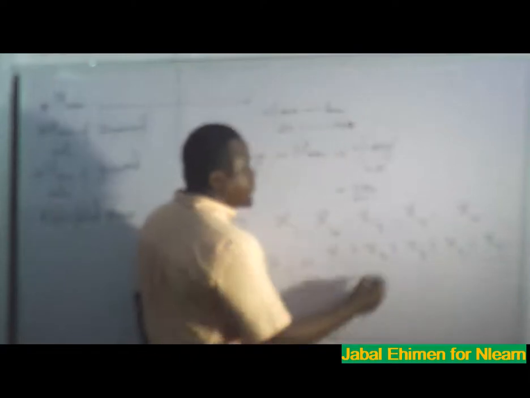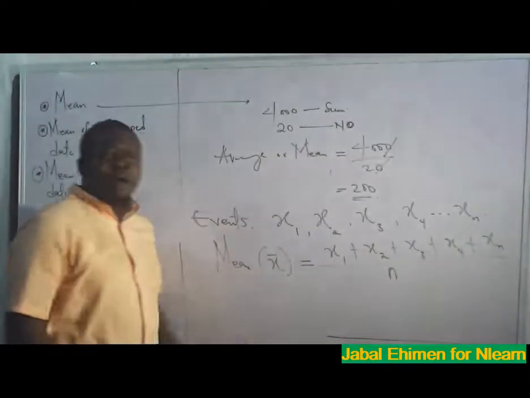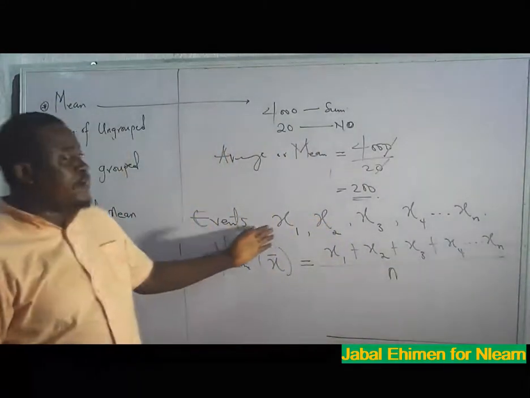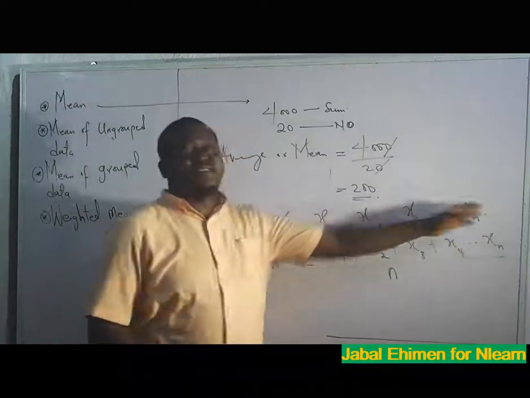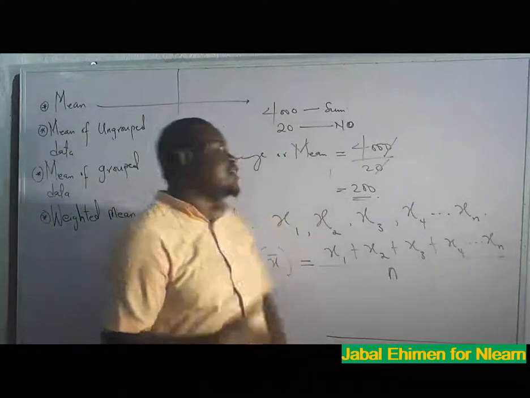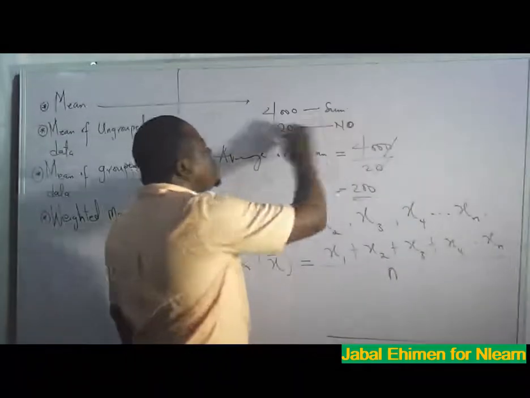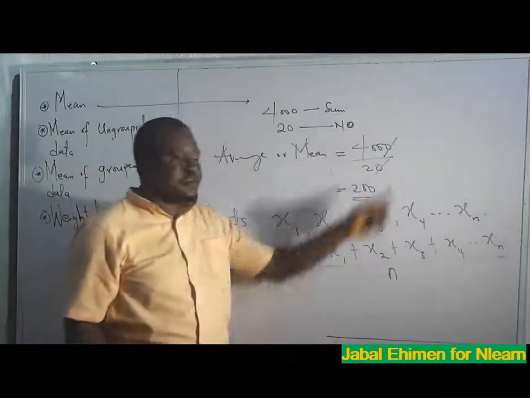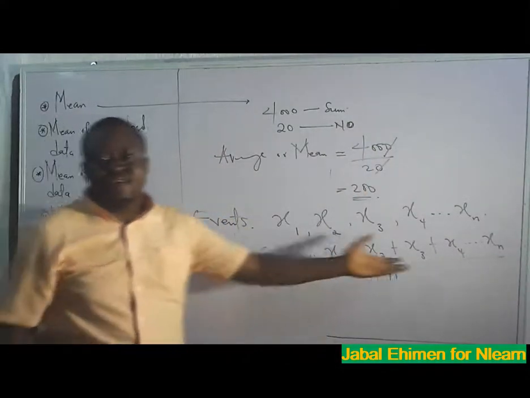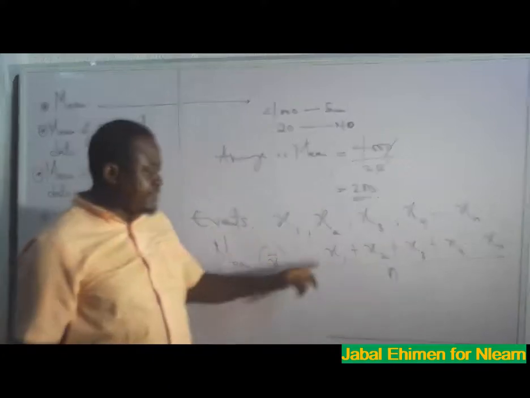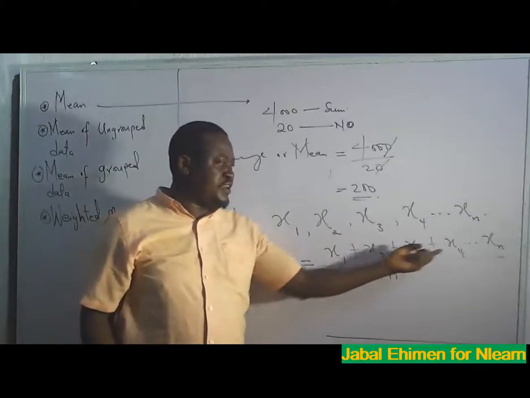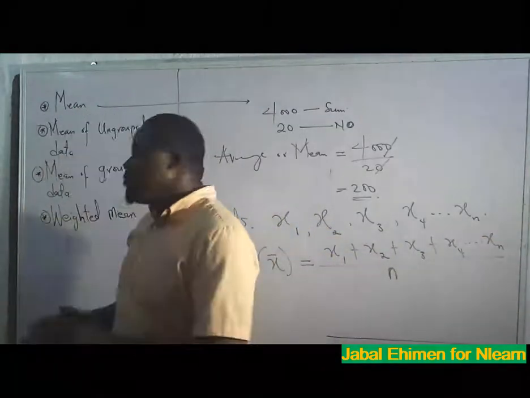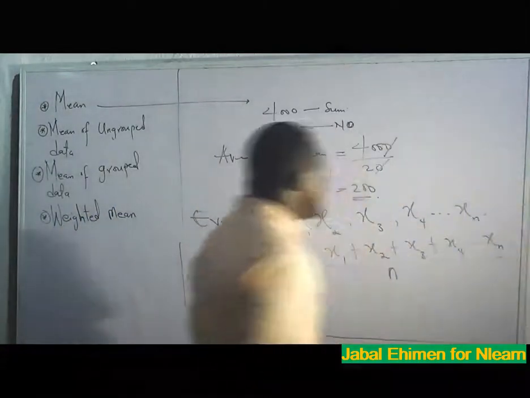all divided by n. Now, why am I dividing by n? The reason is because you have to add all the values of the data divided by the number of the data. Just the way you have the sum of the ages of the students in the class divided by their number. So that gives you the average or the mean. So the mean of any event or data is x1 plus x2 plus x3, x4 down to xn, divided by n.